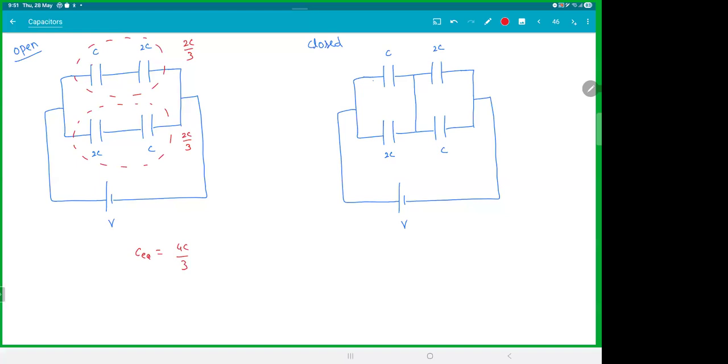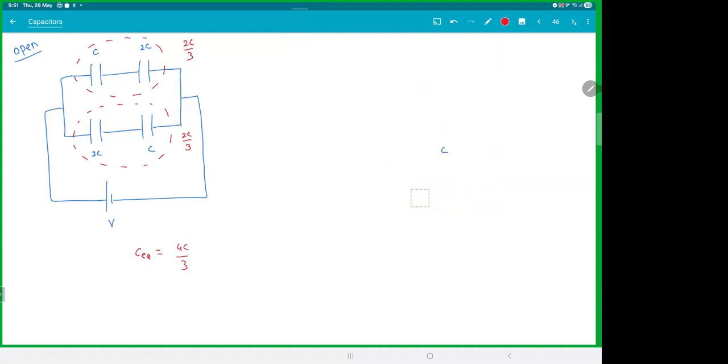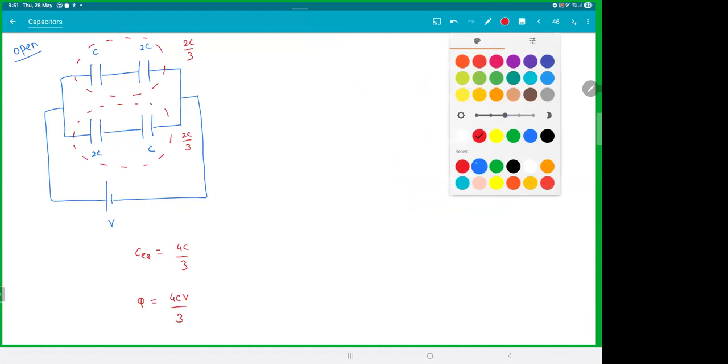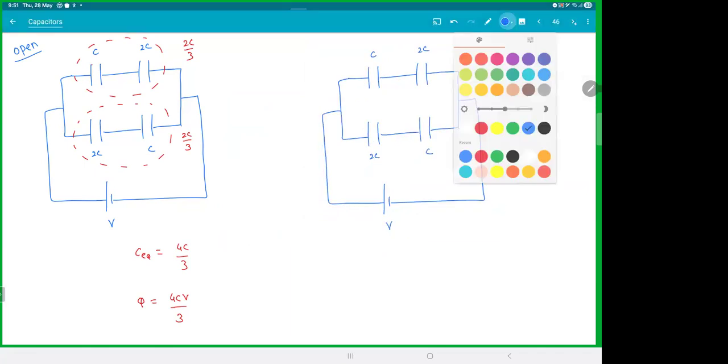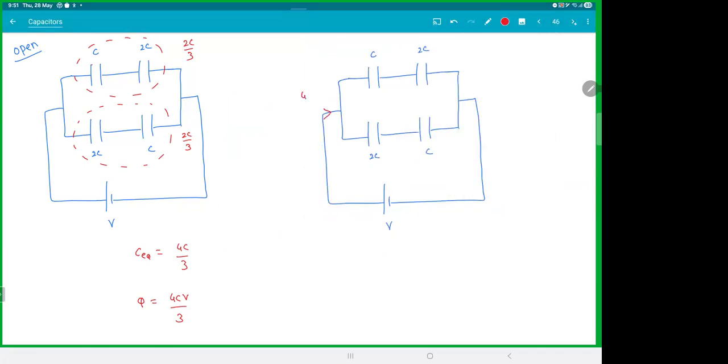What about this one? You can modify it a bit. Let's do the open part only. We got C equivalent is 4C by 3. So from here we get charge Q is equal to 4CV by 3. Now how will the charge distribute? Whatever charge comes from here, 4CV by 3, because the upper one is 2C by 3 and the bottom is also 2C by 3, it will split equally, 2CV by 3 and 2CV by 3.